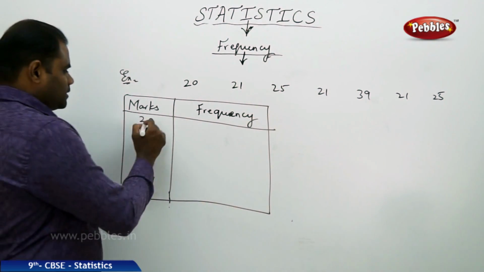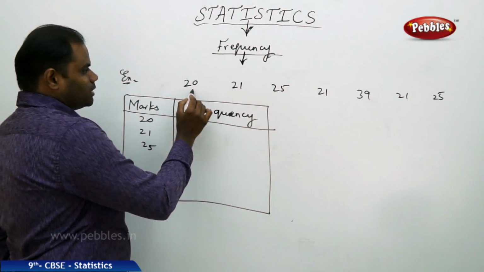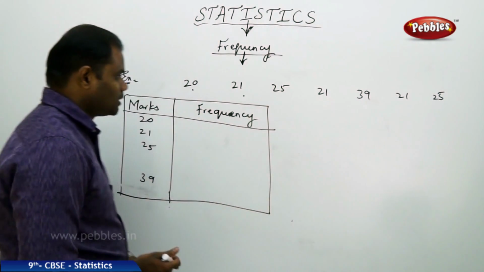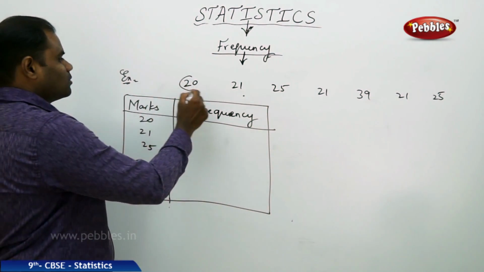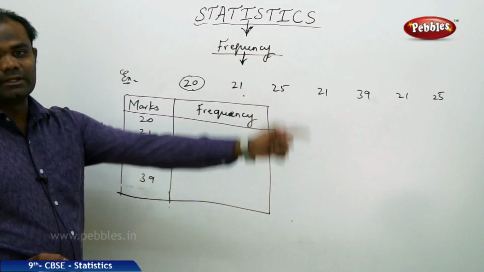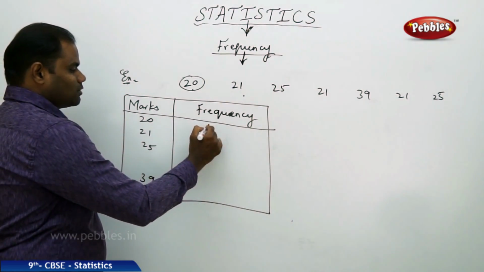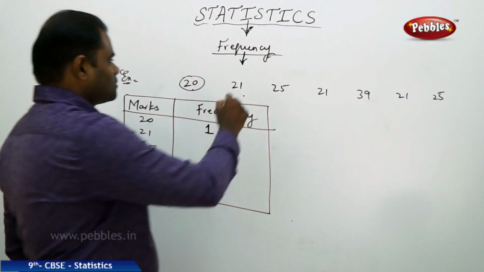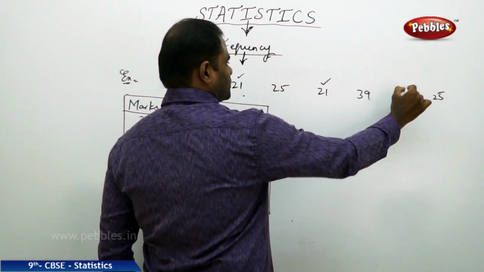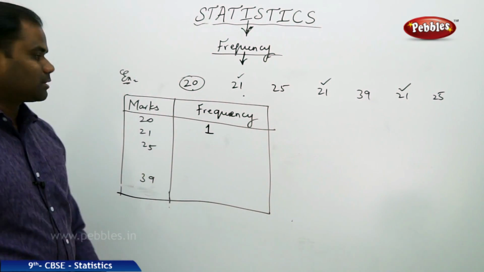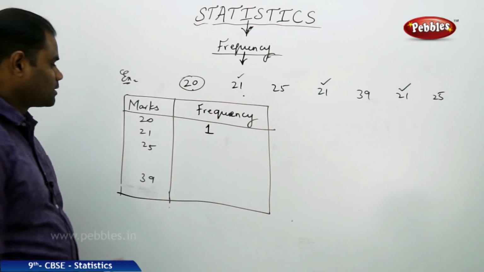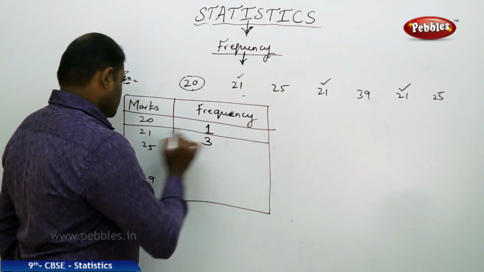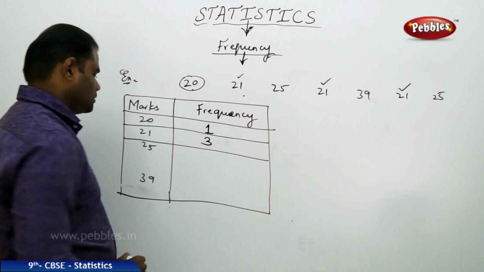Now let's see the frequency of each of the values, in understanding what exactly is frequency in statistics. For example, I take the marks 20. The number of times the marks 20 repeat is called frequency. Here I see that 20 repeats only once throughout the given data, and therefore the frequency of 20 is 1. Similarly, 21 repeats once, twice, and thrice. That means the mark 21 repeats 3 times, and hence the frequency of 21 is 3.